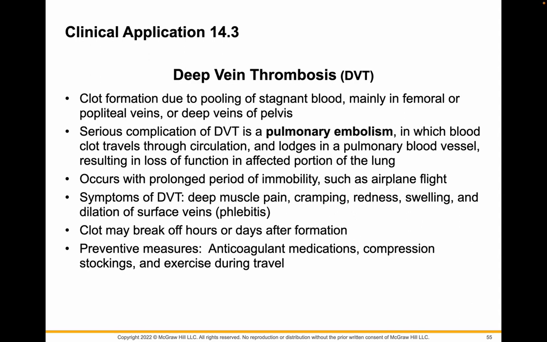You've probably heard of deep vein thrombosis, or DVT, and this is something I really pay attention to when I take people out of the country. This is when you form a clot because of pooling of stagnant blood. It's going to usually be in a deep vein, like the femoral or popliteal veins, deep veins of your pelvis. And a real serious one is the pulmonary embolism, in which the blood clot can travel through the circulatory system and lodge in your pulmonary blood vessel, so your lungs. And so now you're not going to be able to use lung function correctly.